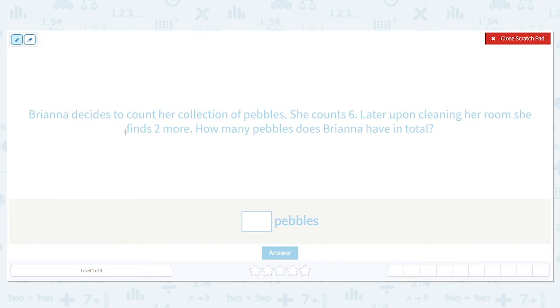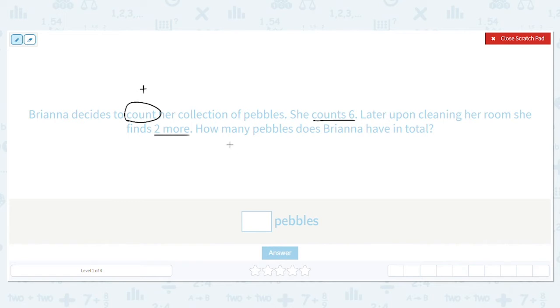Brianna decides to count her collection of pebbles. If I say count, does that typically mean I'm adding or subtracting? Typically adding. So let's keep going. She counts 6. That's important. Later, upon cleaning her room, she finds 2 more. How many pebbles does Brianna have in total?